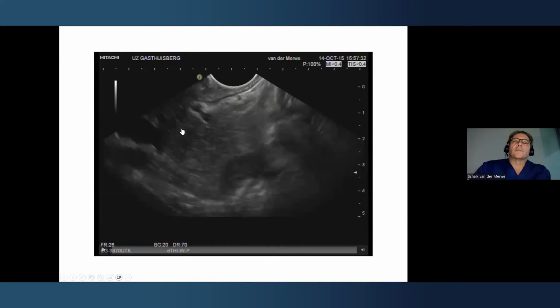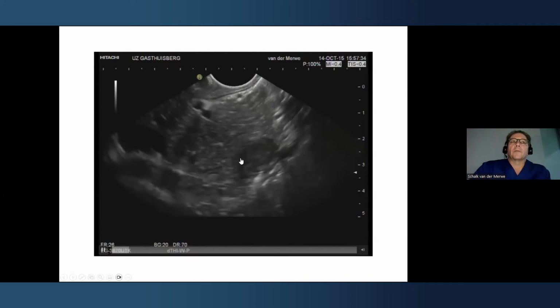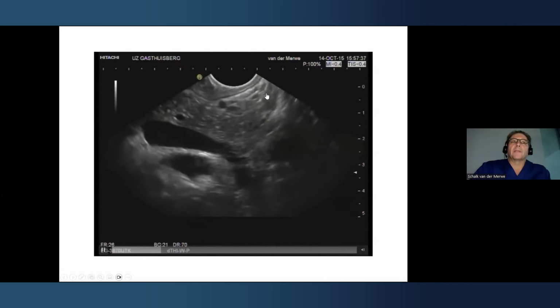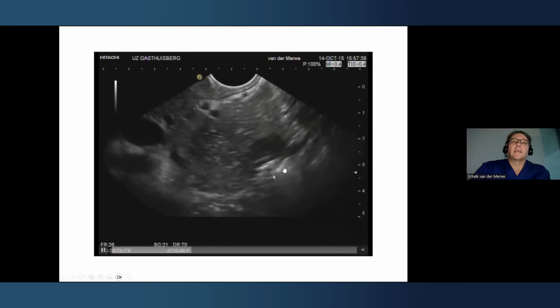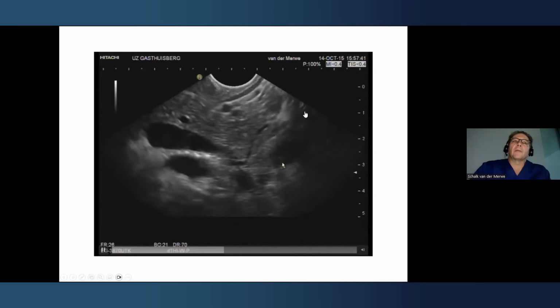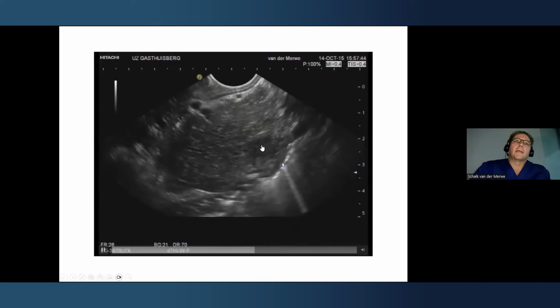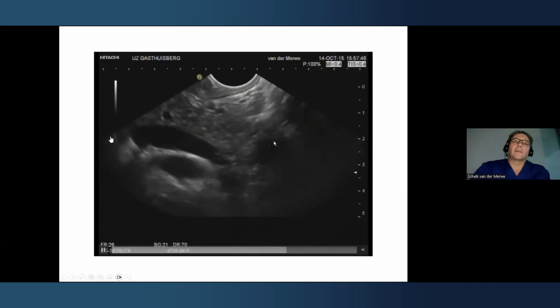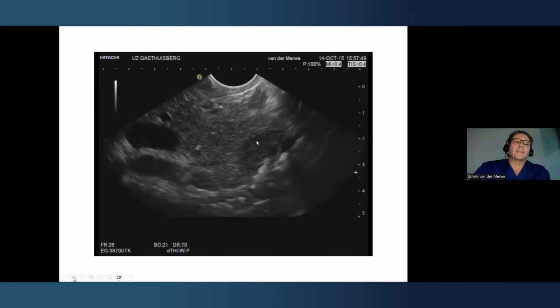EUS is also superior to MRI or CT when small lesions are sought. In this case, a patient with severe hypoglycemic attacks, where MRI, CT, as well as nuclear imaging, those studies were all negative. But by using EUS, we could identify a hypoechoic lesion in the pancreatic head, near the pancreatic duct. In this case, clearly in the clinical context, an insulinoma, and the patient could be sent to surgery without the need for further EUS FNA.